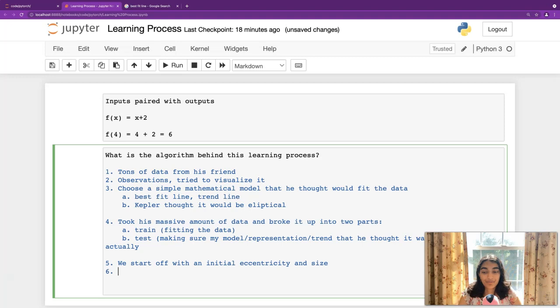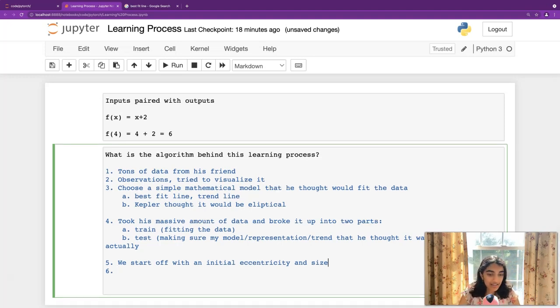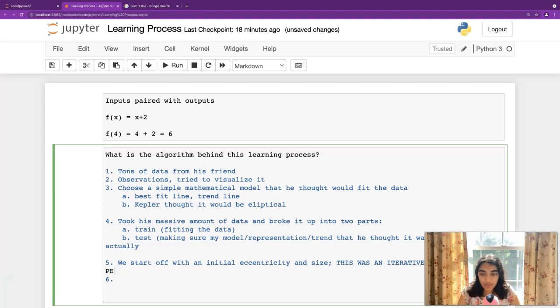But we roll with it so that we can learn from it. And so this was an iterative process, okay? Okay, let me put this in all caps. This was an iterative process, okay? What do I mean?